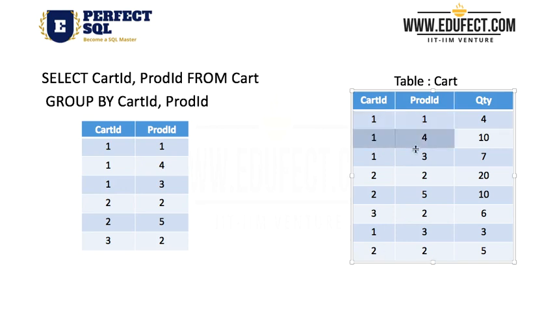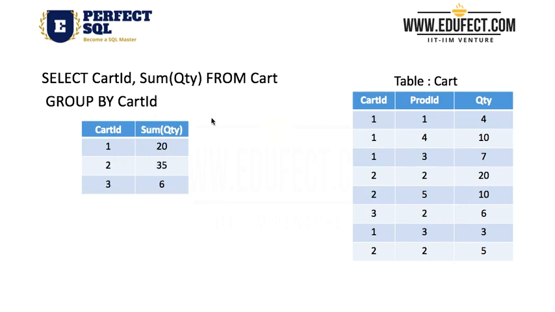1 4, will it get grouped with anything? No. 1 3, will it get grouped? Yes. So 1 3 and this other 1 3 will get grouped together, so we'll get one row of 1 3 here. Then 2 2, will this get grouped? Yes, this will get grouped with this one because 2 2 and 2 2 are the same. 2 5, no, it will not get grouped, and 3 2 will not get grouped. So when we select them, these are the values we would get.